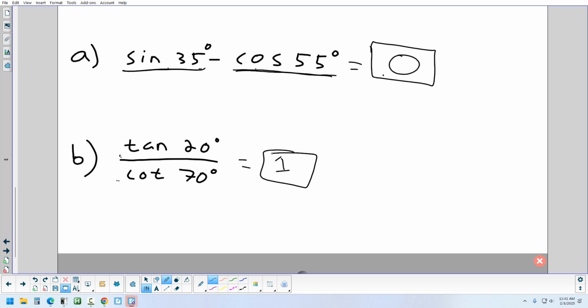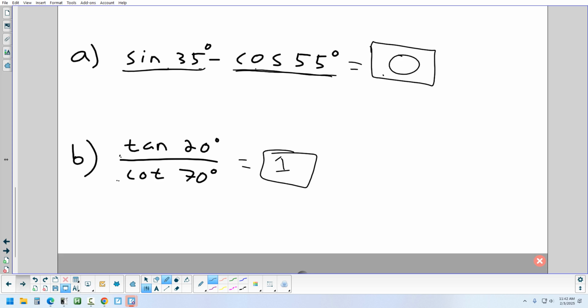Would that help with multiplication? When you multiply two things that are the same, do you get the same number? No, you get that thing squared. So it really is only a shortcut in a very specific situation, and it has to be subtraction or division. Okay, any questions on that?